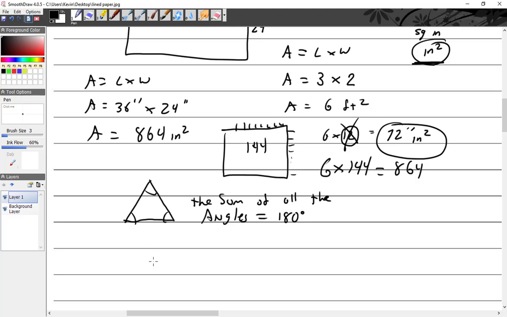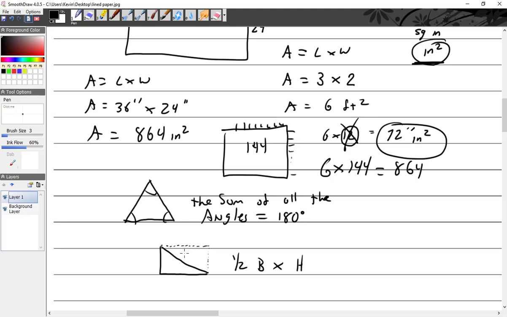And how do I find the area of a triangle? 1/2 base times the height is a good answer. Remember that it's really half of a square. So you could just find the area of a square and divide by 2, or you can do 1/2 the base times the height.